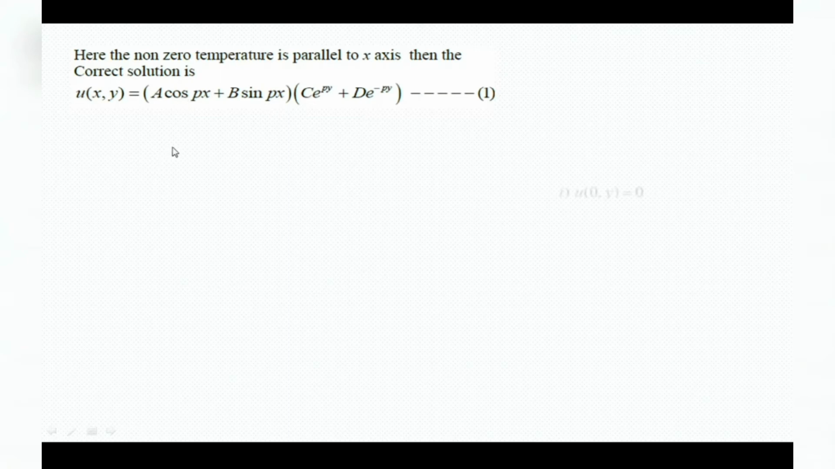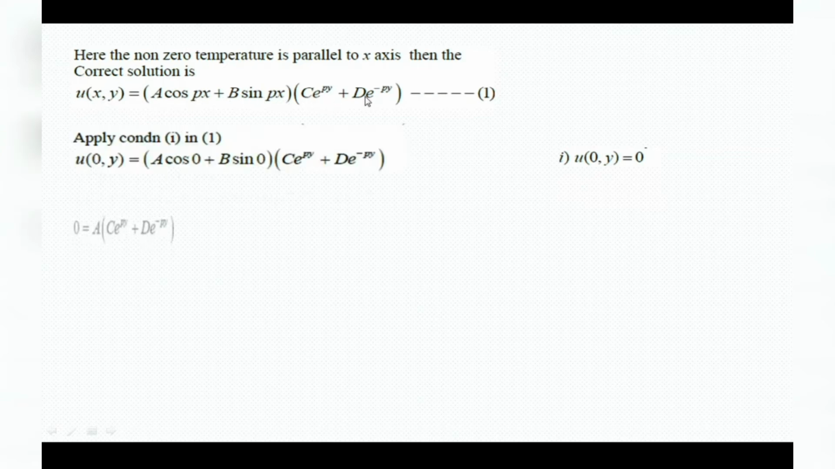The first boundary condition is u of 0 comma y equal to 0. When x is 0, we have (a cos 0 plus b sin 0) into (c e power py plus d e power minus py). We know cos 0 is 1 and sin 0 is 0, and u of 0 comma y is 0 as per the first boundary condition. So we get a into (c e power py plus d e power minus py). We know this particular term is not equal to 0. Therefore, a equal to 0.